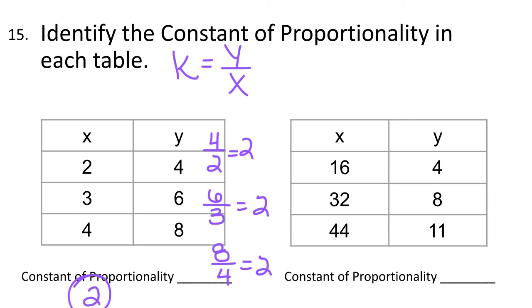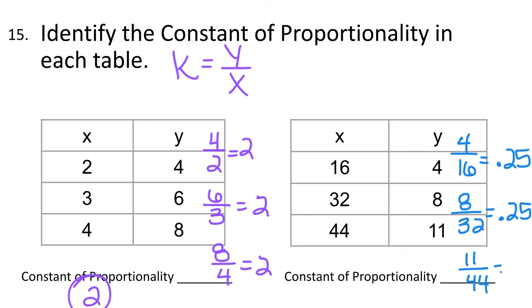Let's go to the table on the right. And we want to divide these. 4 divided by 16 is 0.25. 8 divided by 32 is 0.25. And 11 divided by 44 is 0.25. So our constant of proportionality is 0.25 or 1/4.